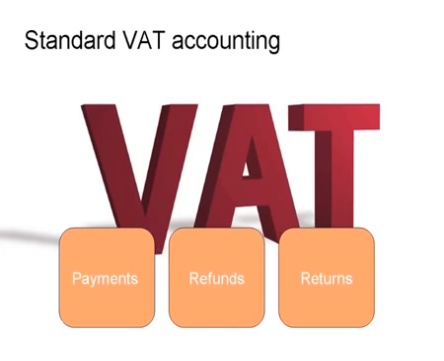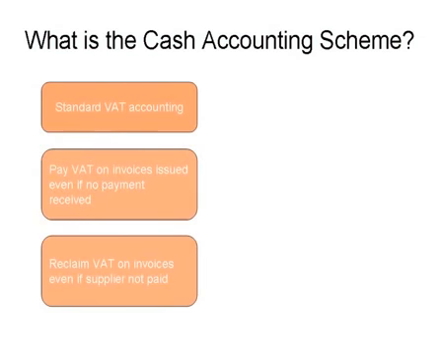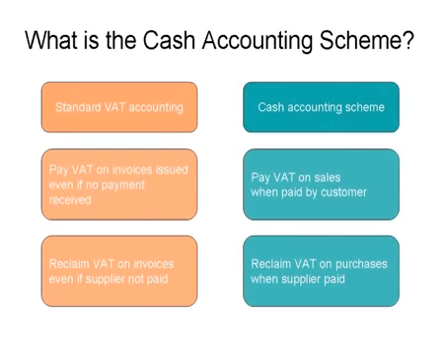We're going to start our overview of VAT accounting schemes by looking at the Cash Accounting Scheme, which is our most popular scheme, currently used by around 250,000 businesses. As I've just mentioned, using standard VAT accounting, you'll pay VAT on any invoices you've issued, even if you haven't received the payment from your customer, and you'll reclaim VAT on any invoices you've received, even if you haven't yet paid your supplier. Using the Cash Accounting Scheme, you pay VAT on your sales when your customers pay you, and you reclaim VAT on your purchases when you've paid your suppliers.